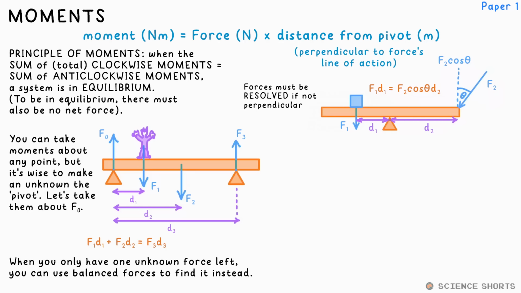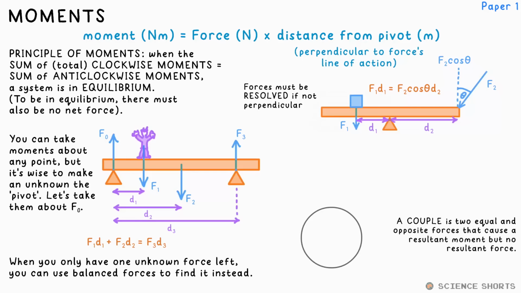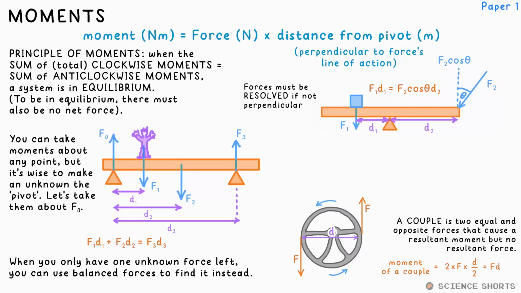If you have two unknowns, you must use moments, but if you just have one unknown force left, you can just use balanced forces. A couple is defined as two forces acting in opposite directions on an object such that they produce a resultant moment but no resultant force, meaning that the object will start to spin if it wasn't already, but will not accelerate. It won't start moving if it was stationary before. It's not an equilibrium, as it's only satisfied one of our two conditions.